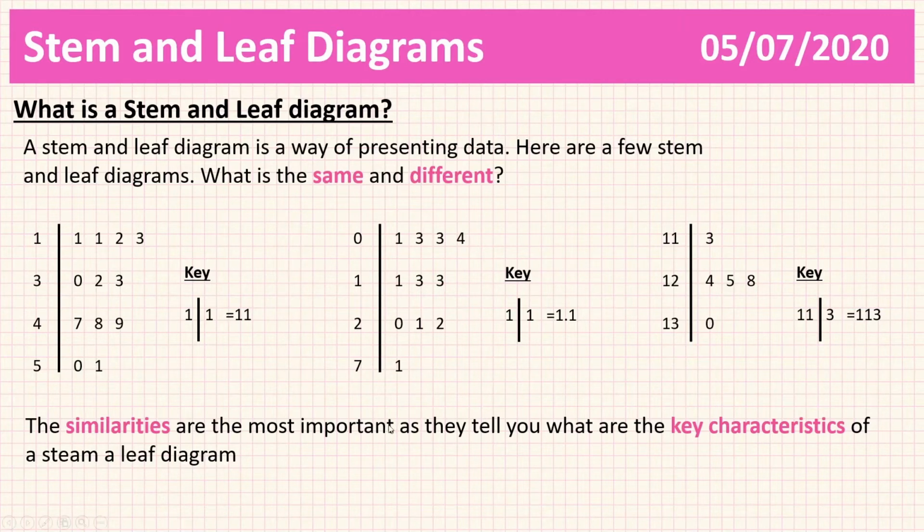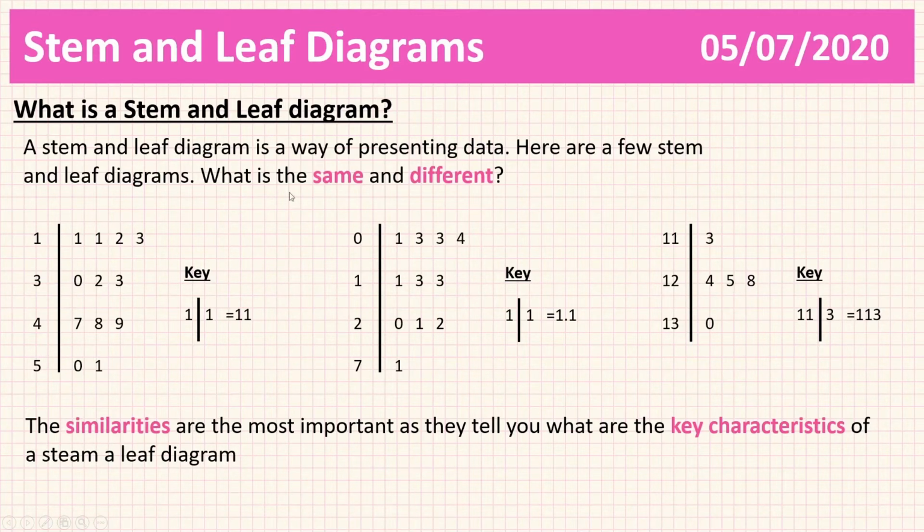Okay, so let's have a look at the key characteristics. The key thing in all of these is that every single one of these stem and leaf diagrams has a stem section. So that's these numbers on the side. The 1, 3, 4, 5 on the first diagram, 0, 1, 2, 7 on the second diagram, 11, 12, 13 on the third diagram. Okay, so we've got that. They also have these leaf numbers. Like the 1, 1, 2, 3 on the first row, the 1, 3, 3, 4 on this first row, the 4, 5, 8 on the second row there.